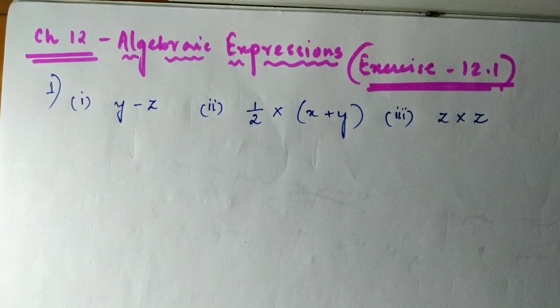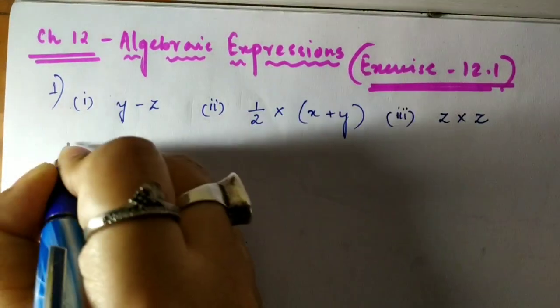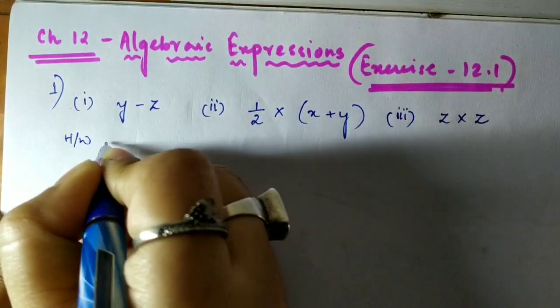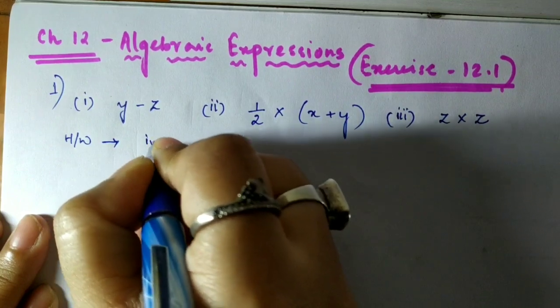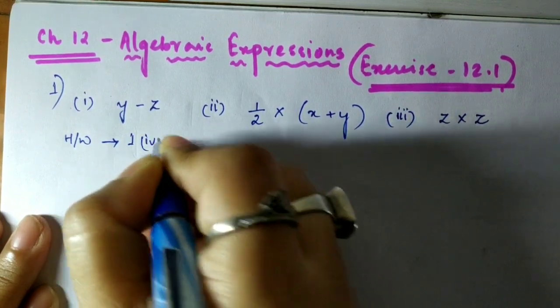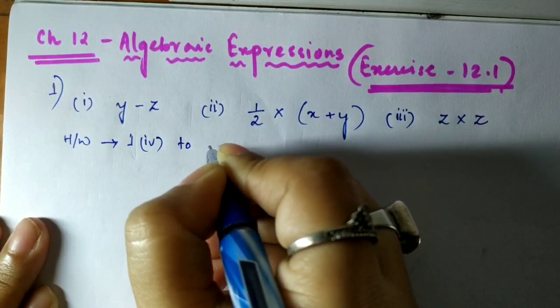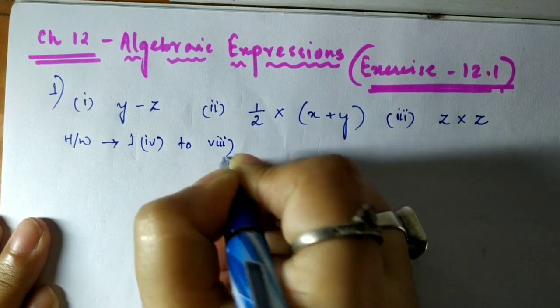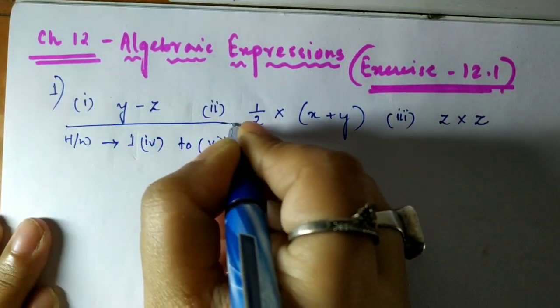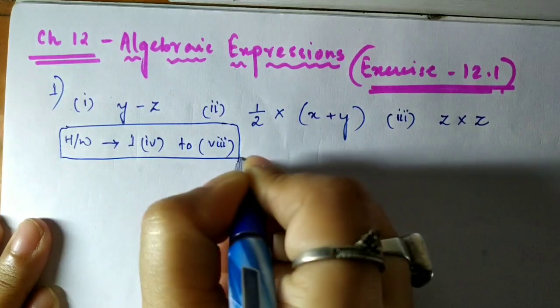So I hope you have understood what you have to do. So I would like you to try the remaining sums, that is from question number 1, from 4 to 8. These 5 sums you are going to try by yourself. Okay, I hope you will be able to do.